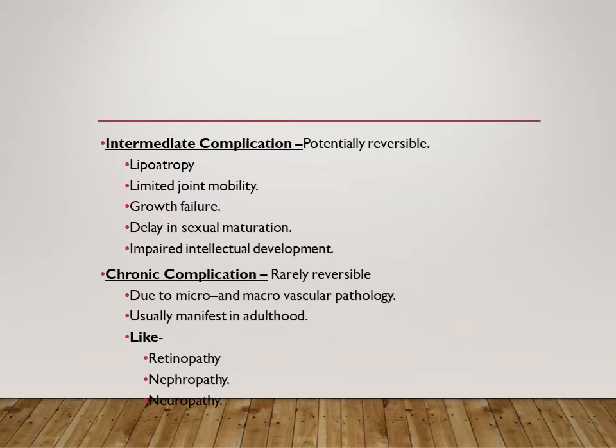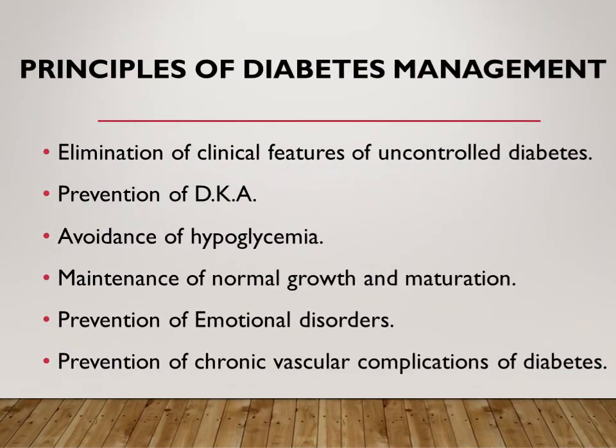Now the intermediate complications. They are potentially reversible: lipodystrophy, limited joint mobility, growth failure, delay in sexual maturation, impaired intellectual development. And the chronic complications are rarely reversible due to micro and macrovascular pathology, usually manifesting in adulthood, like retinopathy, nephropathy, neuropathy. These complications occur in the adult age group.